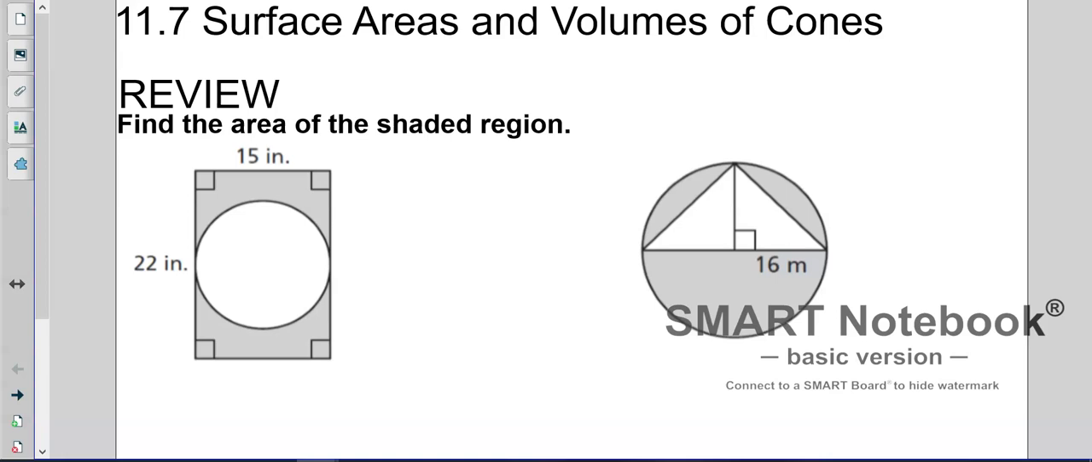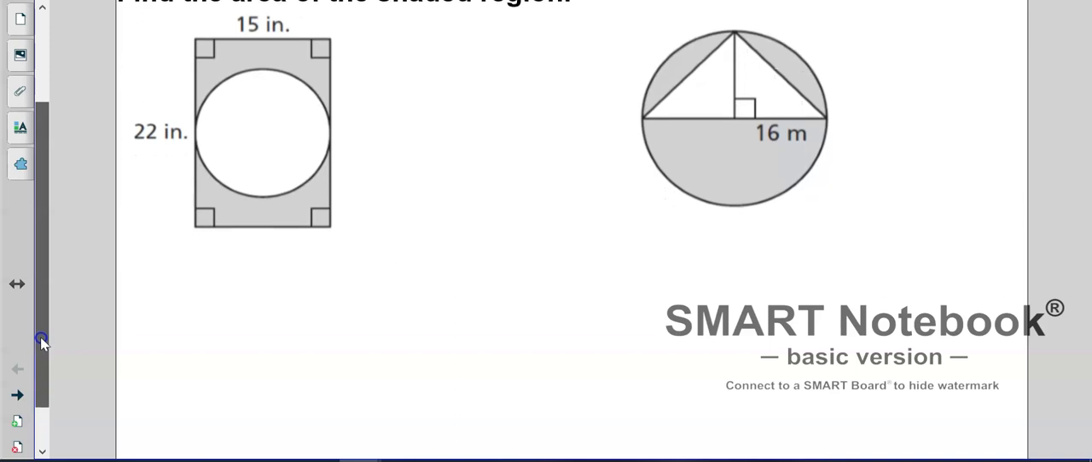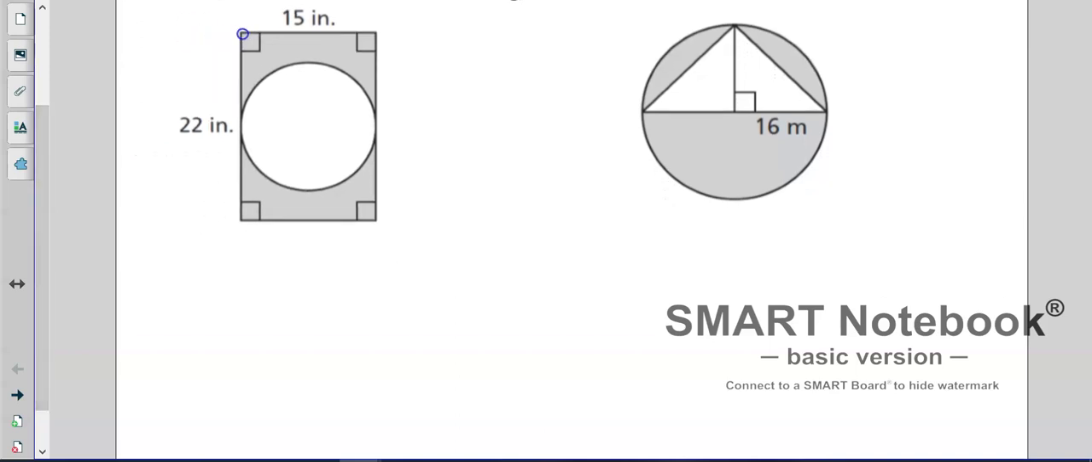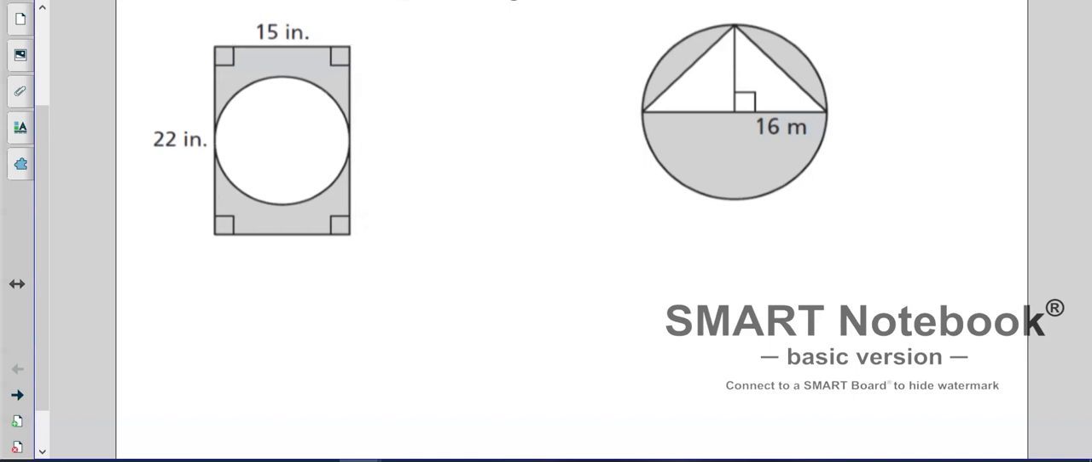All right, little review. Find the area of the shaded region. What we have here is a rectangle and then a circle we need to cut out. Think about this line right here. That line is also the diameter of the circle. Okay? Which means the radius is 7.5 on the circle.